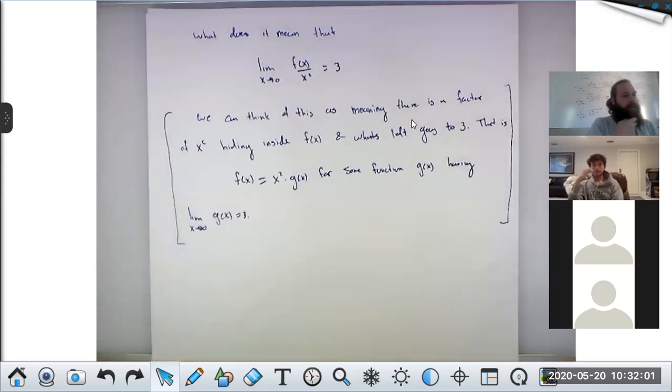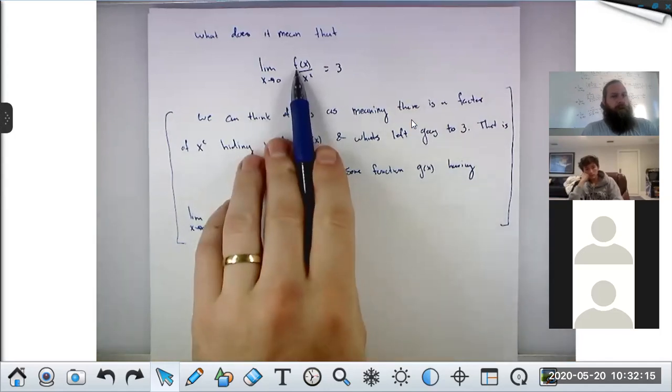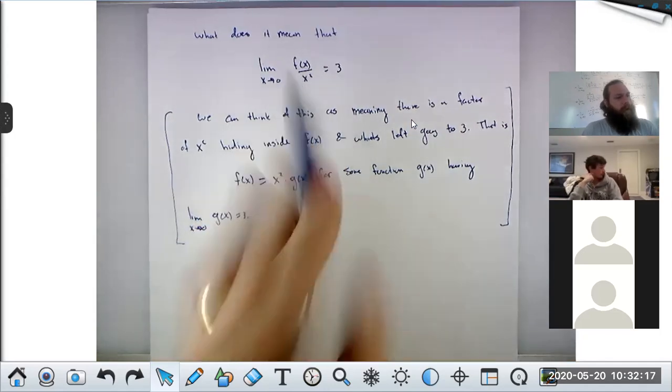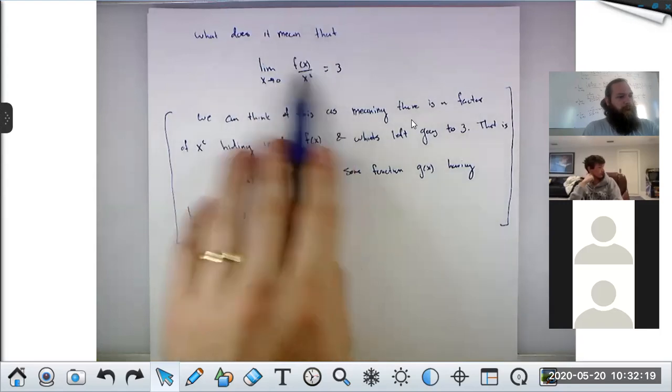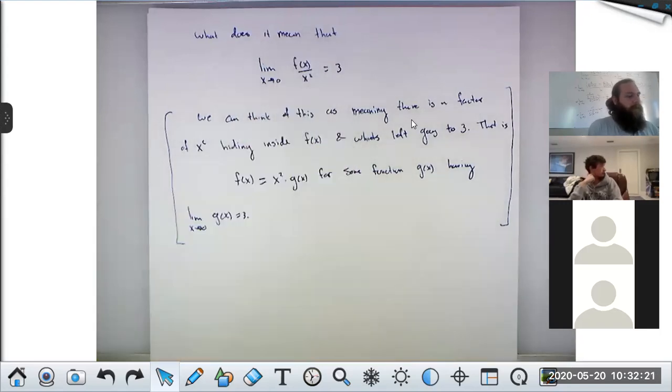think about the last problem that we did. We were able to manipulate algebraically until we could pull a factor of x plus 24 out of the numerator, which meant that that factor was really hiding there the whole time. It was just disguised algebraically. Well, here there's no algebra disguising the factor of x squared in the numerator. It's just kind of buried inside of f of x.